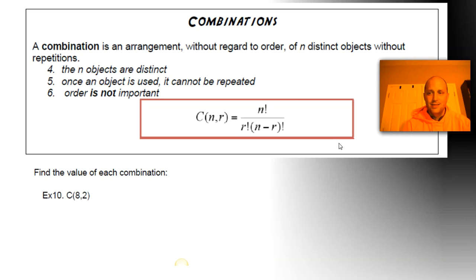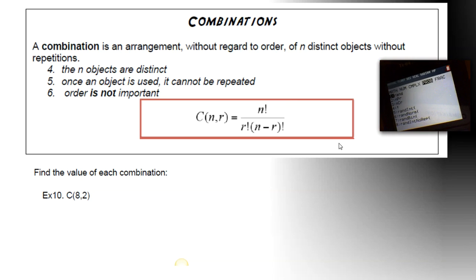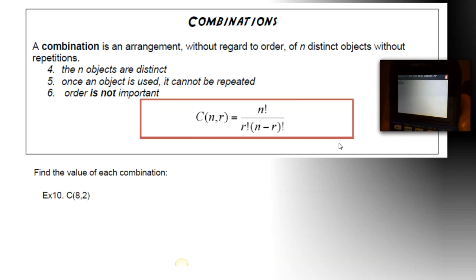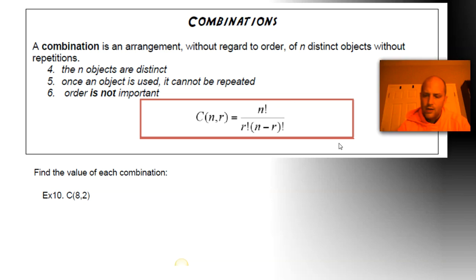I have 8 things, and I have 2 spots to fill. So I have my calculator here. We can turn this on, go to the Math menu, over to PROB, and then number 3. So toggle down to number 3. I've got 8, 2 spots. I press enter. Look at this. Boom, 28.